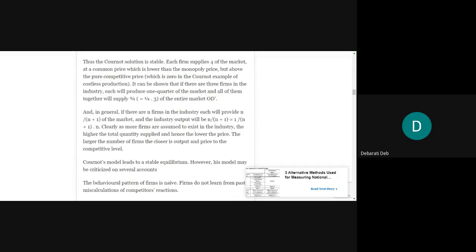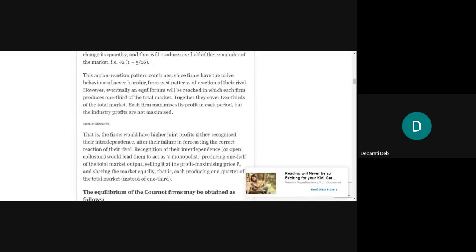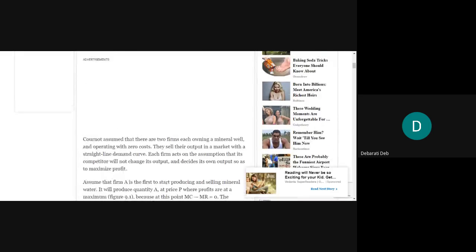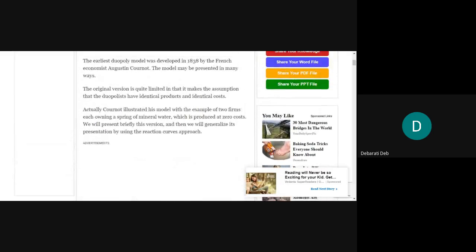Then there are criticisms also. In every model there will be criticisms. So you follow the book whichever you are following, or you can follow this link also and try to cover up this Cournot's model. Okay.